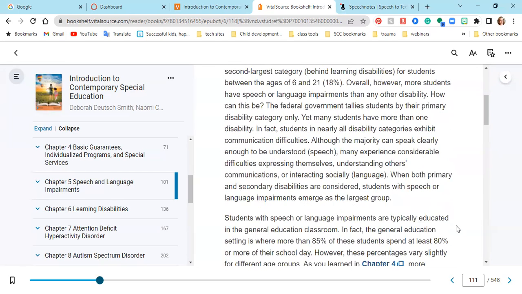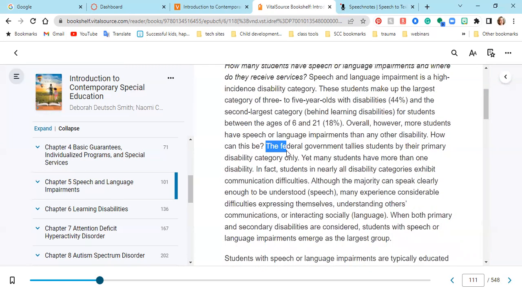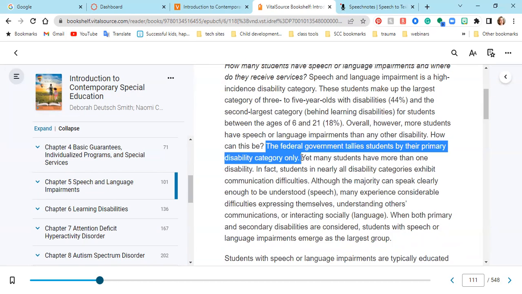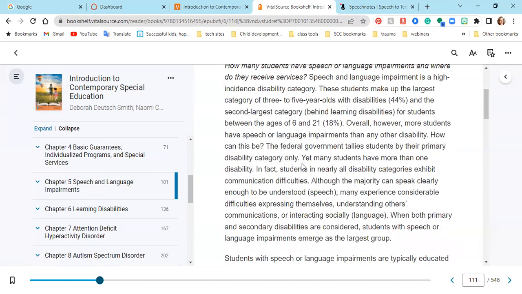It's interesting because right here it says the federal government tallies students by their primary category only. So if somebody has a learning disability and a speech disorder, whichever one is the bigger challenge is primary, and speech will go secondary. They'll only count this as LD. So even though we see LD, learning disabilities, as the biggest category, there's a big overlap with speech, but LD gets the spotlight.